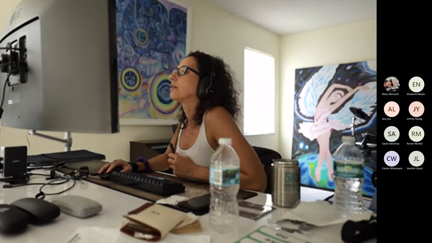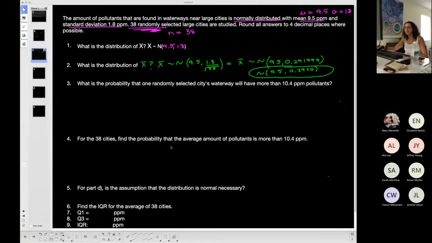All right. Let's go back here. All right, now, here's my second question. So now I'm like, all right, I know my distribution of x. I know my distribution of the means. So let's see what questions I have here. And I'm going to color coordinate. So when I read this, how do I determine which distribution I'm on? What is the probability that one randomly selected city waterway will have more than 10.4 ppm pollutants?